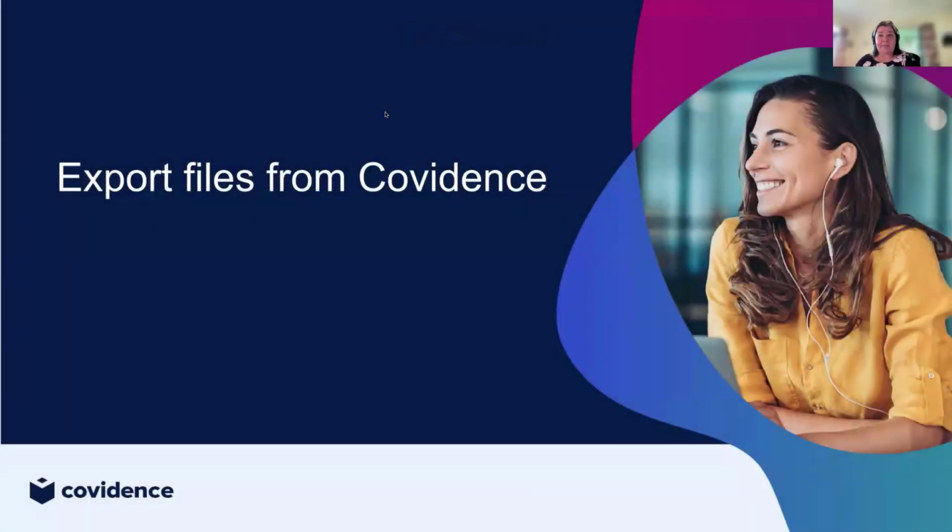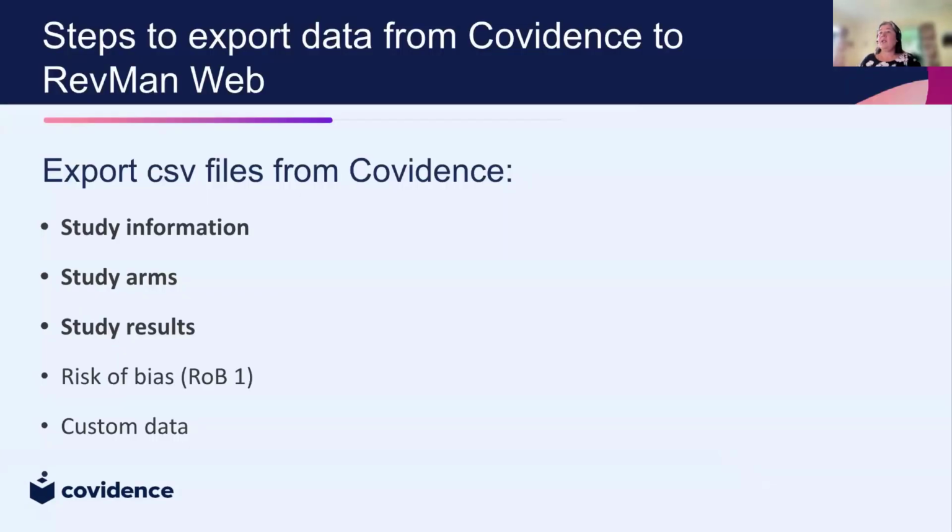So having set everything up ready in advance in RevMan, I'm now going to go back to Covidence and export some CSV files that are going to include the data that I want to import. Depending on your review and whether you want to bring risk of bias 1 data into RevMan, and whether you have custom data or not, you'll be importing between 3 and 5 CSV files.